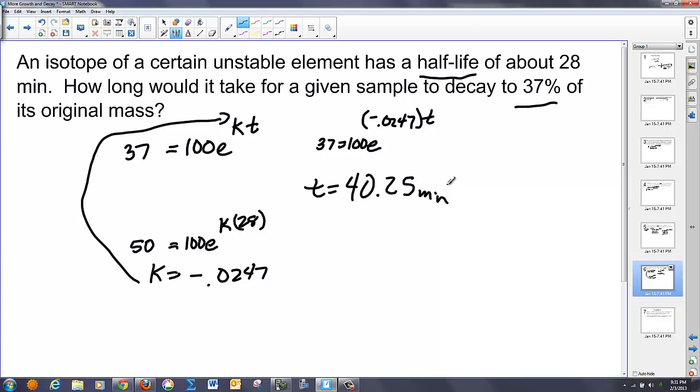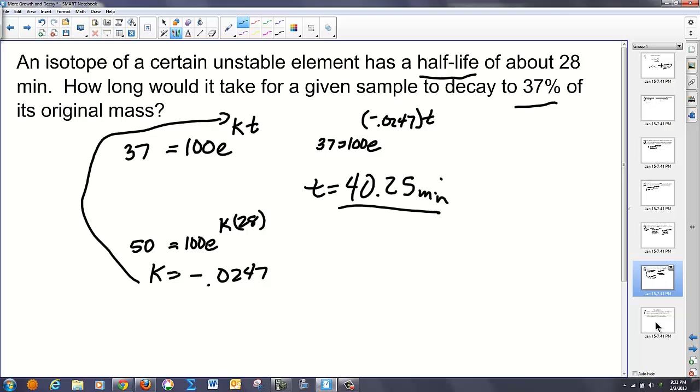And those are minutes. And this kind of makes sense because we know that if we start with 100, then half of it's going to go away in 28 minutes. So that gets us to 50. And if I went another 28 minutes, that would be 56 minutes, I would get to 25. But I'm going to 37, so it's not quite another 28 minutes. I get a total of 40 minutes going by.